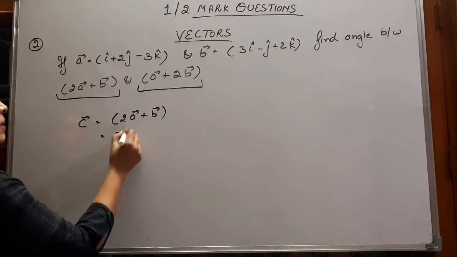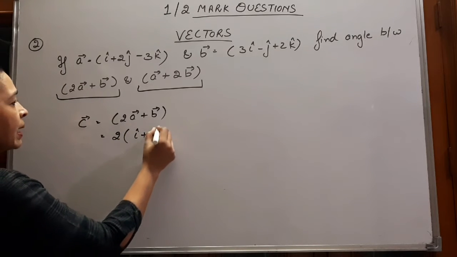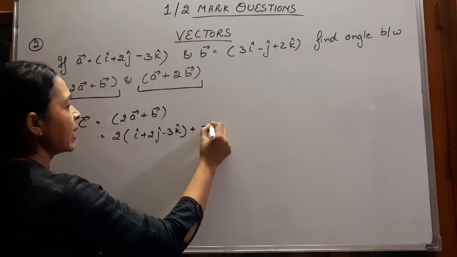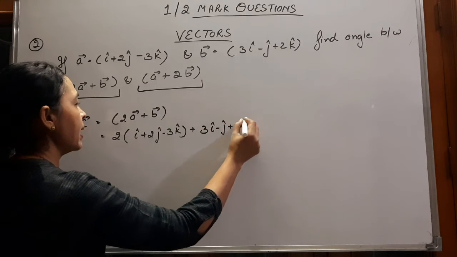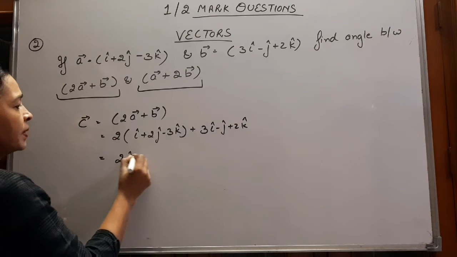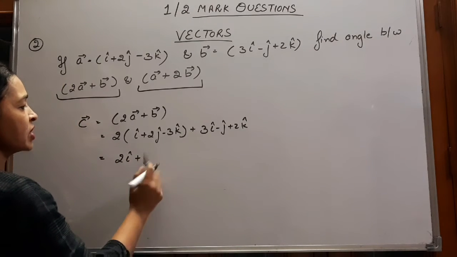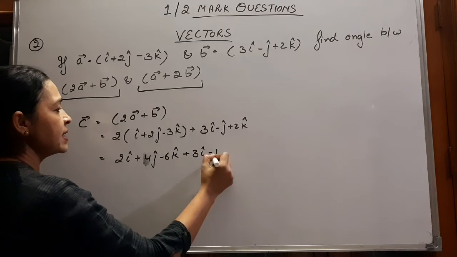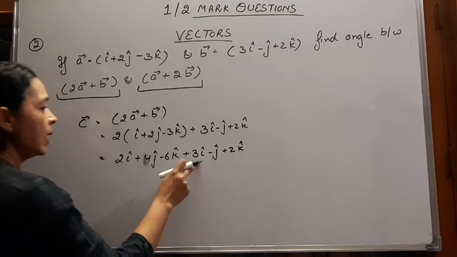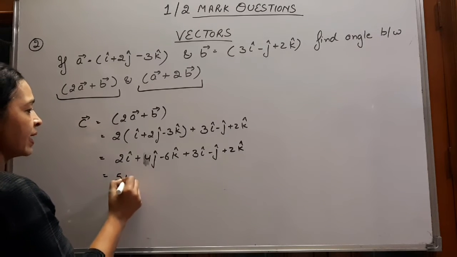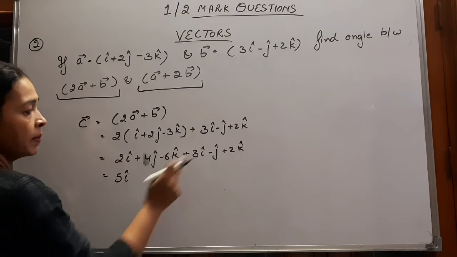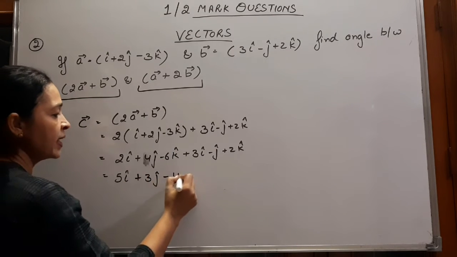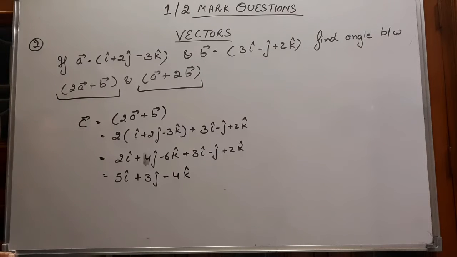What will be vector C? 2 times vector A is 2i cap plus 4j cap minus 6k cap, plus vector B, which is 3i cap minus j cap plus 2k cap. 3i cap plus 2i cap, 5i cap; 4j cap minus j cap, 3j cap; minus 6 plus 2, minus 4k cap. This is vector C.